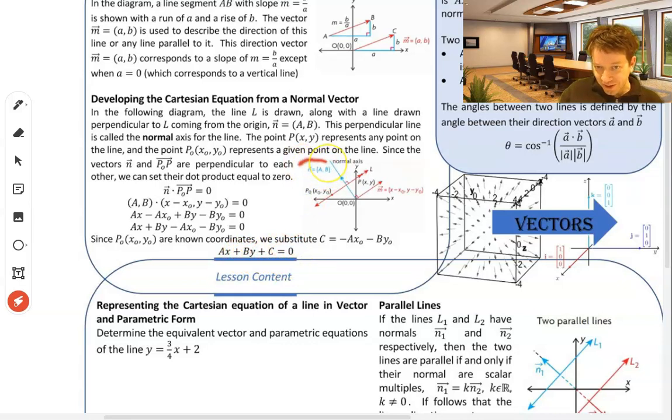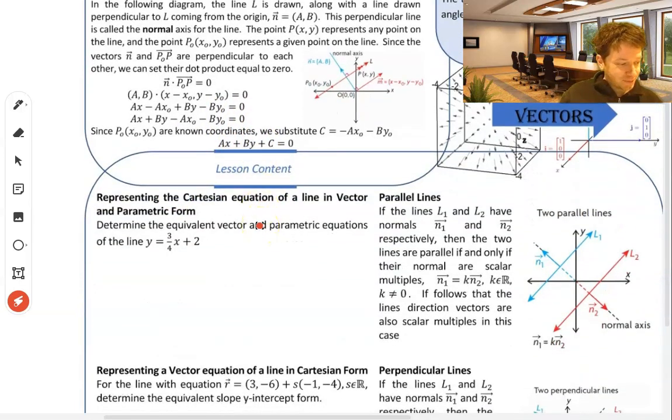Now go back and notice that normal vector. In standard form then, it's very, very easy to determine what the normal vector, or vector perpendicular to our line, is, and that is A, B. So you take the coefficient next to the x variable and the coefficient next to the y variable, and that's your coordinate.